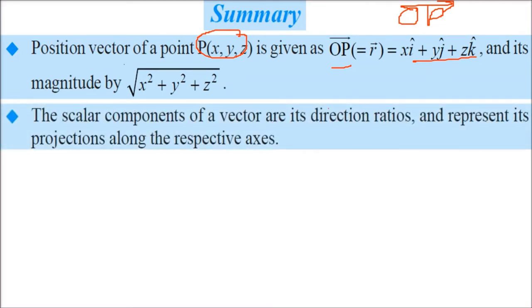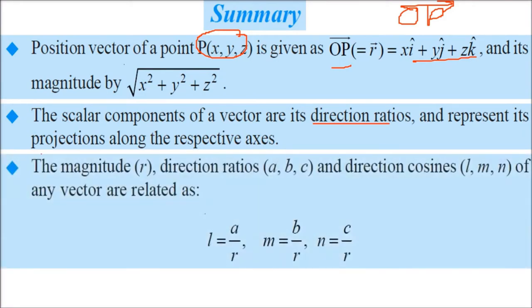The scalar components of a vector are its direction ratios and represent its projection along the respective axis. So a vector has a scalar component and a direction component also. The magnitude r, direction ratios a, b, c and direction cosines l, m, n are related as: l is a by r, m is b by r and n is c by r. This is how magnitude, direction ratios and direction cosines are related to each other.